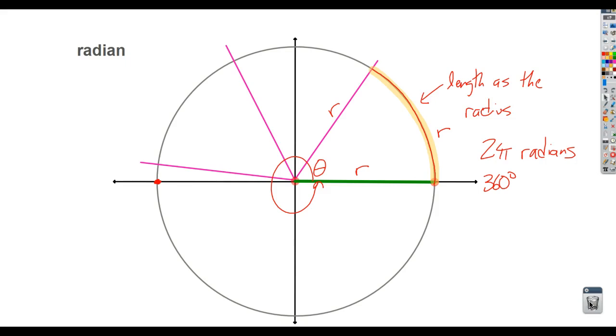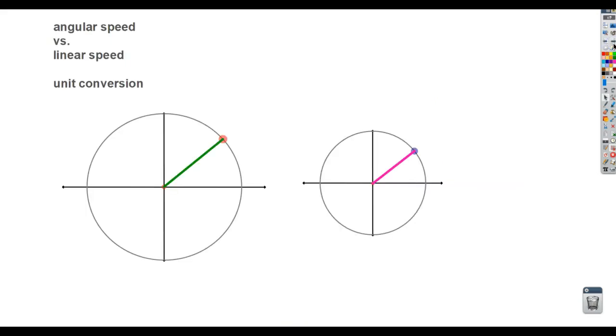It's because what we're going to talk about here is angular speed versus linear speed. The general idea of angular speed says how much of an angle am I rotating around the center given a certain amount of time.